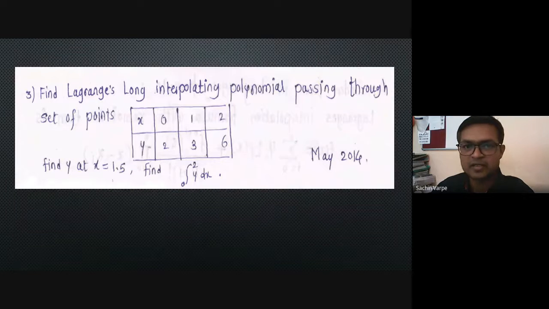Next question, find the Lagrange's interpolating polynomial passing through this set of points. Here the set of points are x0, y0, x1, y1, x2, y2. So this will be easy. We can do it.